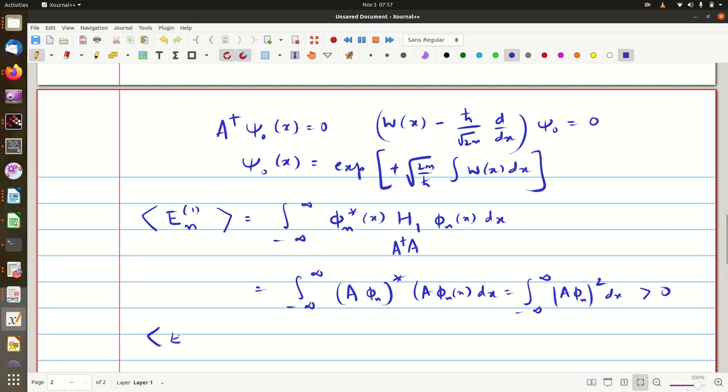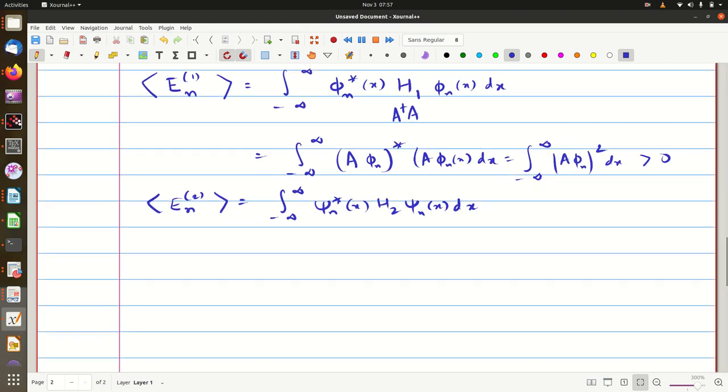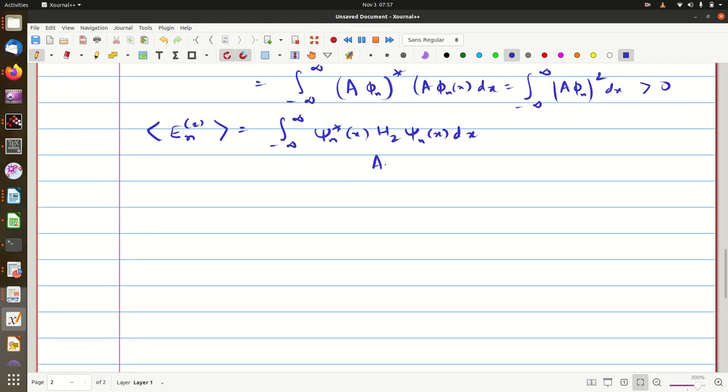Similarly, En2 will be integral minus to plus infinity psi n star of x into H2 acting on psi n of x dx. So again we can substitute for H2 as A A dagger, then take A inside. So basically what we will get is integral minus to plus infinity A dagger acting on psi n mod squared dx, which is also greater than 0. So typically the energy eigenvalues of H1 and H2 are non-negative.